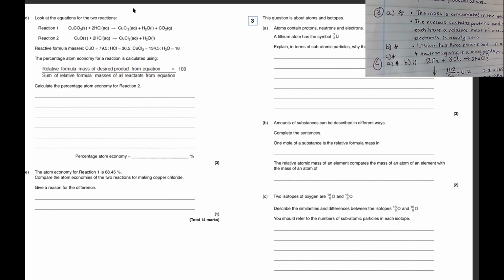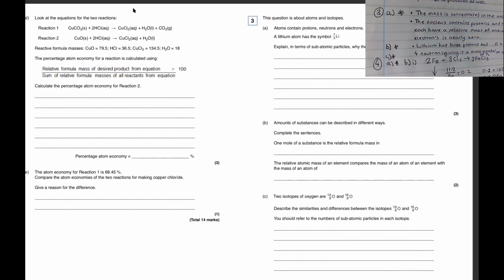So one mole of a substance is the relative formula mass in what could that be? I know what a mole is, but I didn't get this. So what formula do we use? Mole equals mass divided by relative formula mass. So if you want to get a value of 1 mole, what mass would you need? What would the mass have to be equivalent to? The relative formula mass.